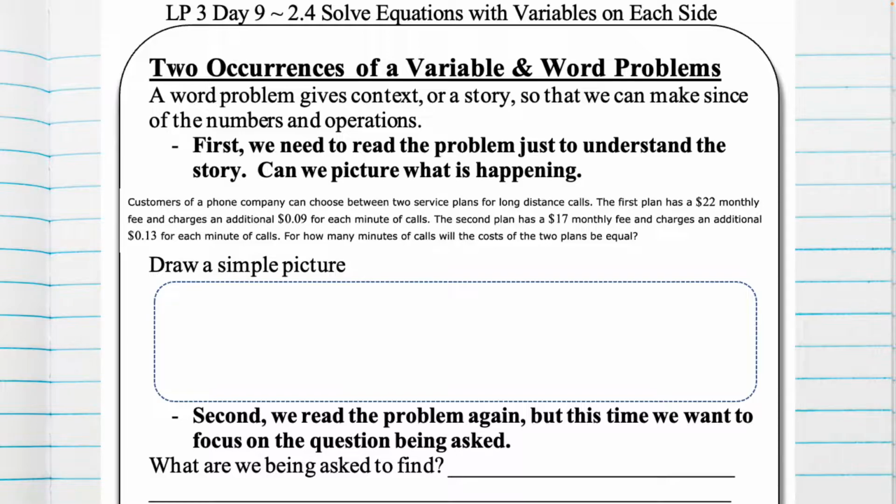So first, we're going to read the problem. A word problem gives context. It's a story. It makes sense of the numbers. Instead of just giving you an equation with numbers, we can give you a story of what happened. How did these numbers come about? What do they mean? So first, we need to read the problem just to understand the story.